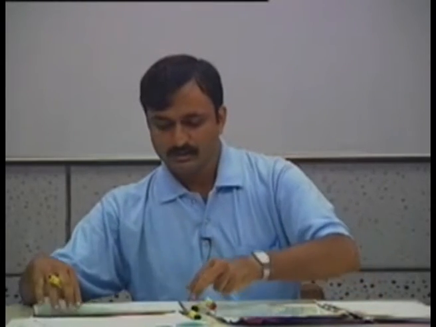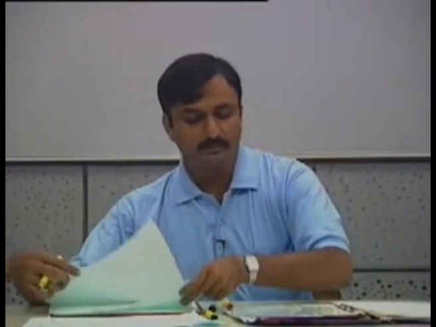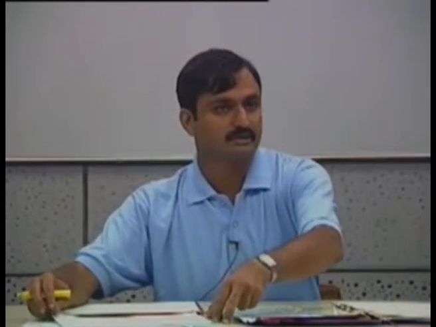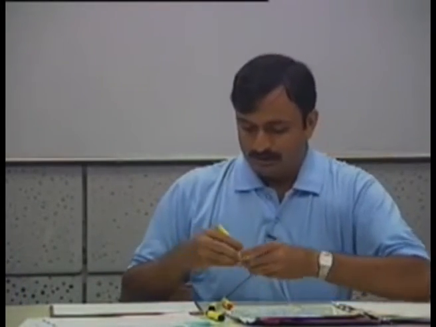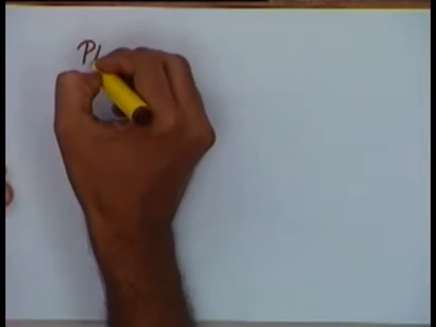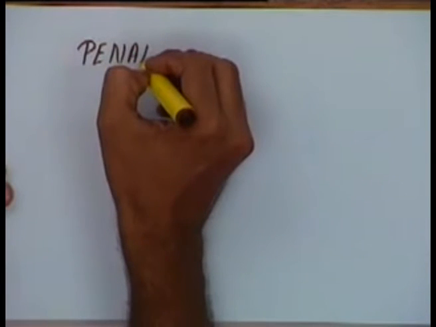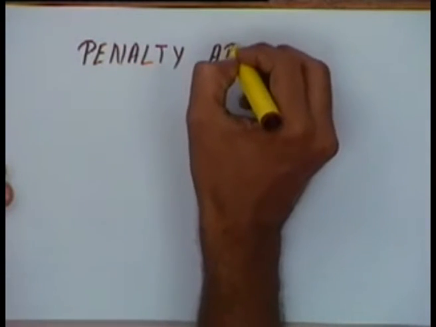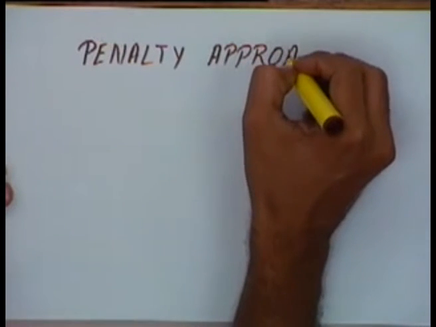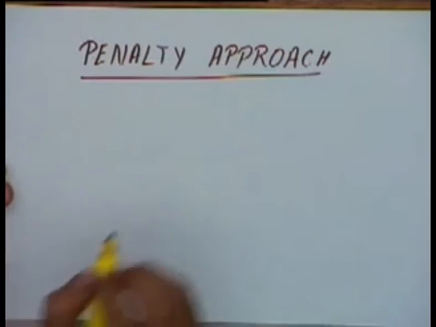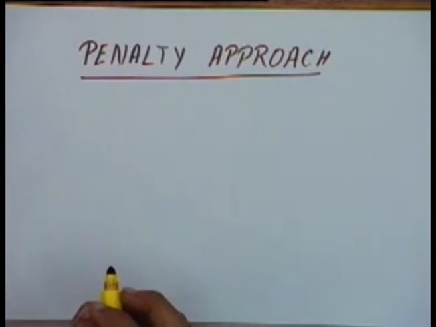The method of solution is one method that we have seen, that is the elimination approach, and we have one more approach that is called the penalty approach. So let us briefly see the penalty approach, and then we will see an example of the penalty approach maybe in the next class. The penalty approach is for solving the system of equations.